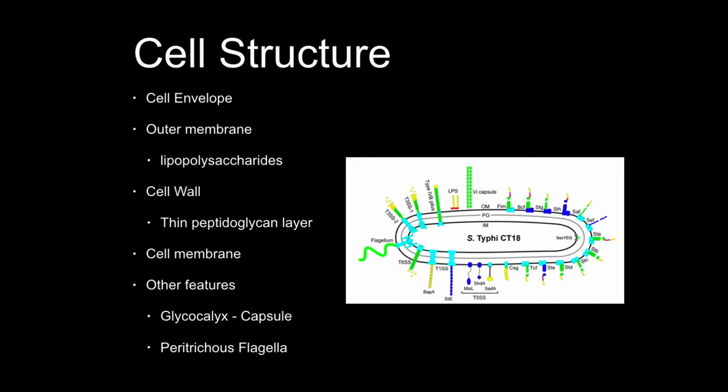Also to be aware of is that Salmonella typhi does have a capsule outside of its cell envelope, which is unusual in gram-negative bacteria. This capsule protects the bacteria from phagocytes in the immune system, which would try to destroy it. It also has flagella, which are peritrichous, or randomly placed all over the rod-shaped bacteria, which make it motile.